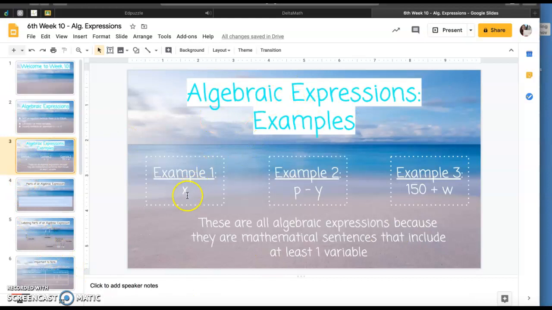So here are some examples. Here's example 1. It's just x. That's a variable. It has one or more variables, so we're good. That's an expression right there. Here's another expression, p minus y. We have 2 variables, and there's an operation. And then example 3, 150 plus w. Again, we have at least one variable, so these are all algebraic expressions because they are mathematical sentences that include at least one variable. Notice that none of them have equal signs. That would make it an equation.